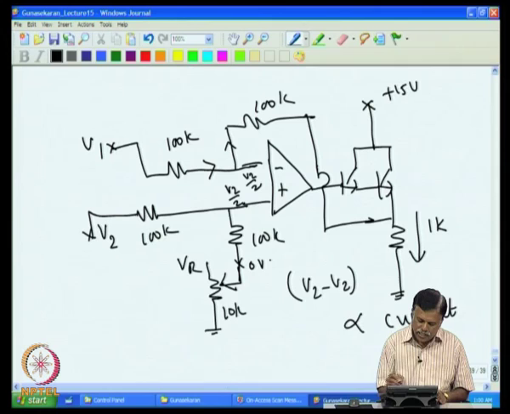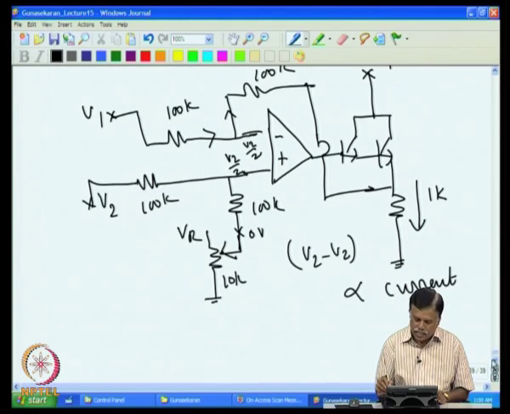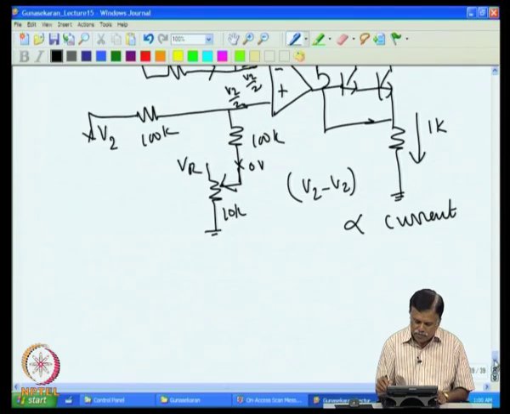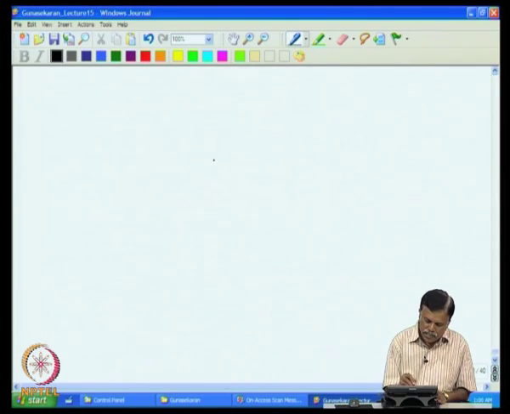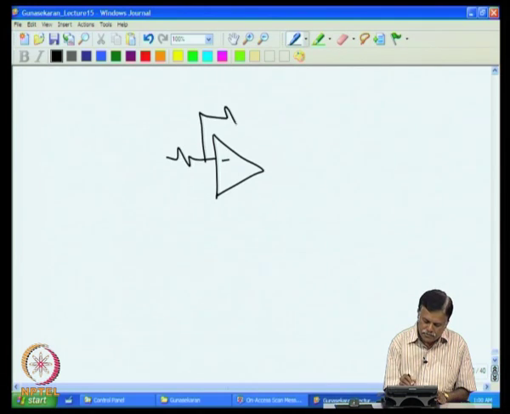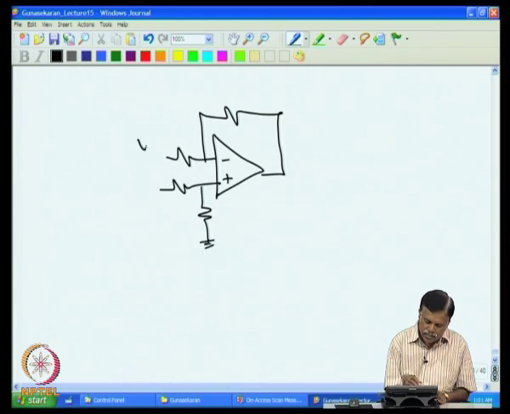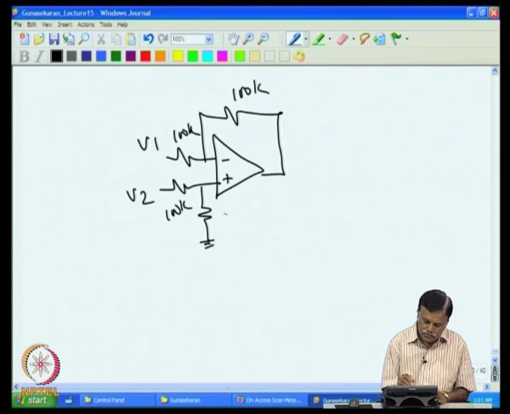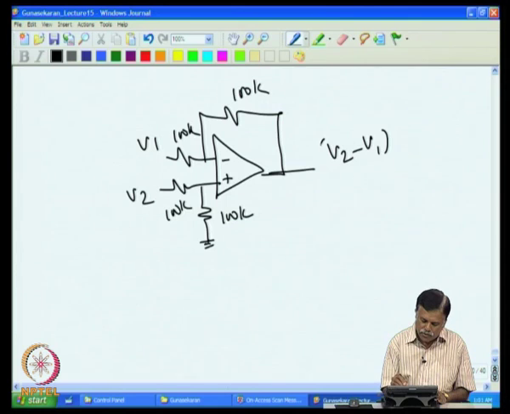Or we can explain it like this: first I will go to a difference amplifier and explain, then come back to this and explain how this is connected to current. For example, if I take a simple difference amplifier, if this is grounded and then this is V1 and this is V2, and if they are equal values, then I get here V2 minus V1 at the output.